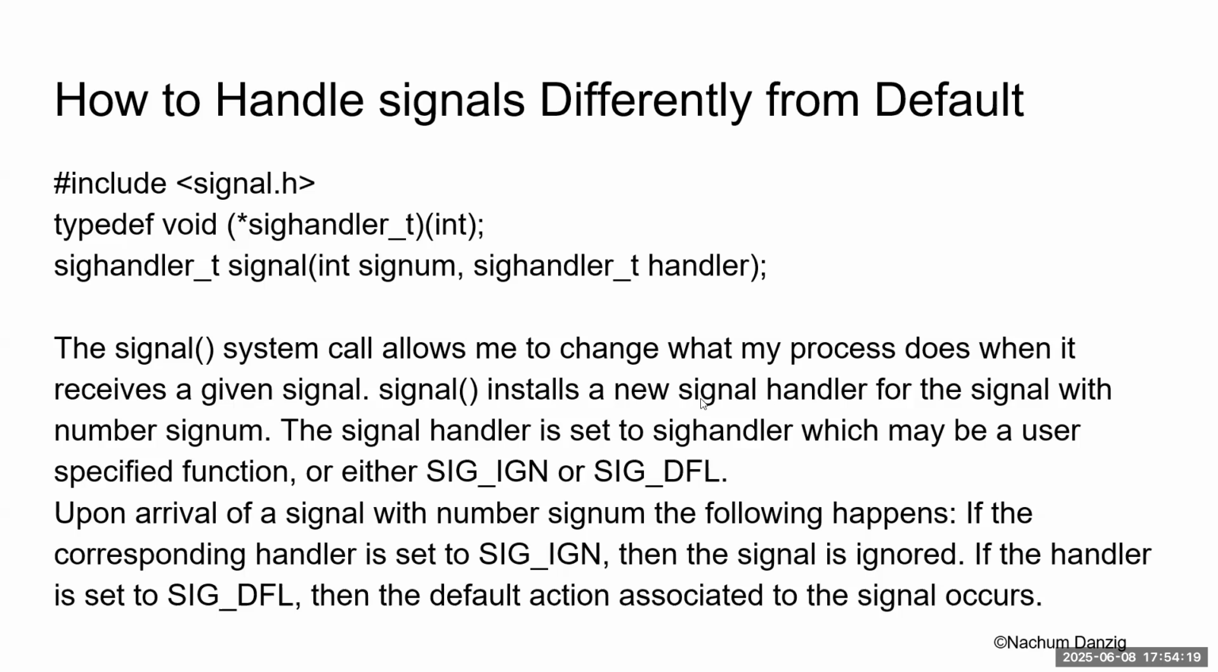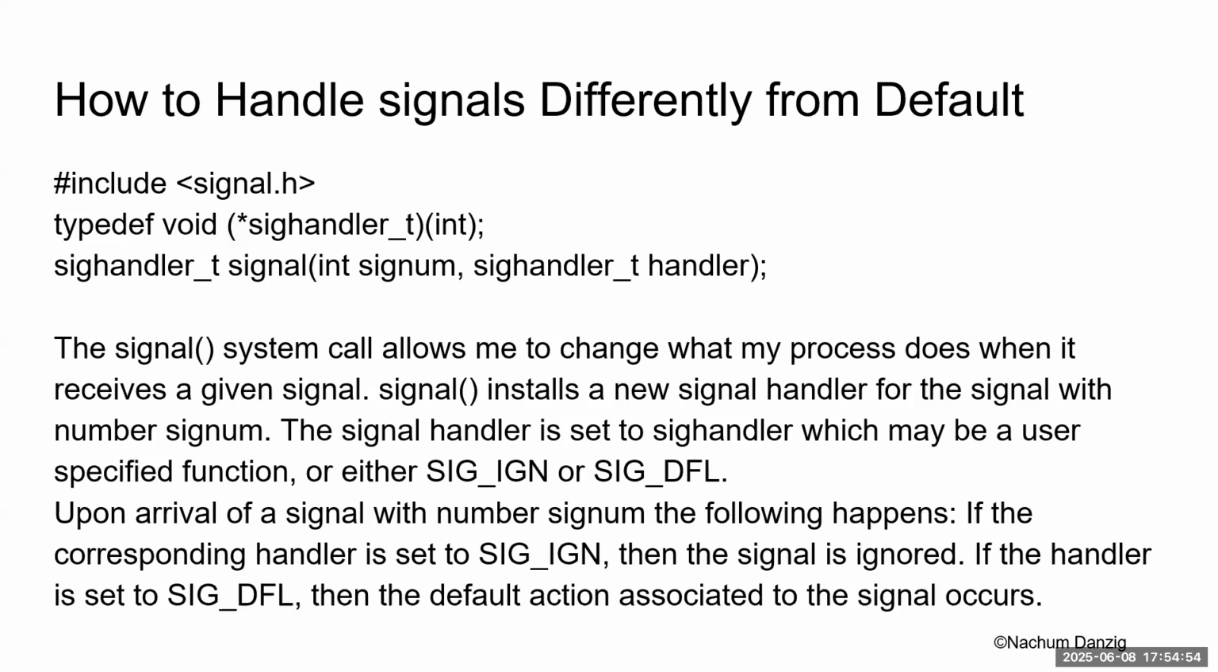Signal installs a new signal handler for the signal with sig number. In other words, I specify sig number, which signal I want to override, and then I give it a signal handler. The signal handler can also be set to sig ignore, which means I don't want to do anything. I just want to ignore that signal. It can also be set to sig DFL, which stands for default, which means put it back the way it used to be. Put it back to the default behavior according to the table.